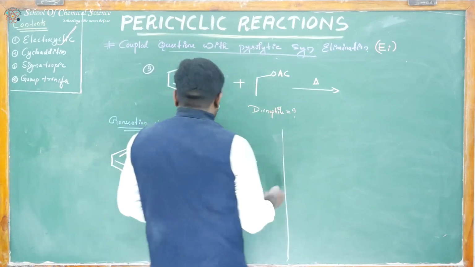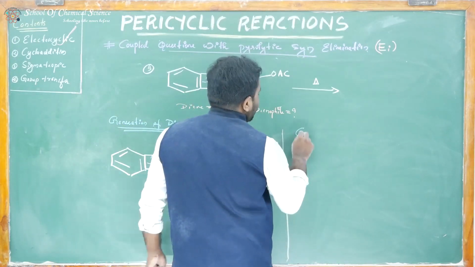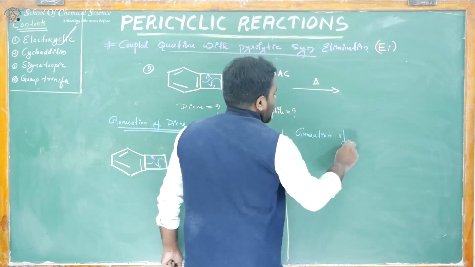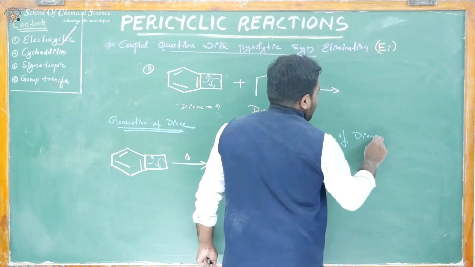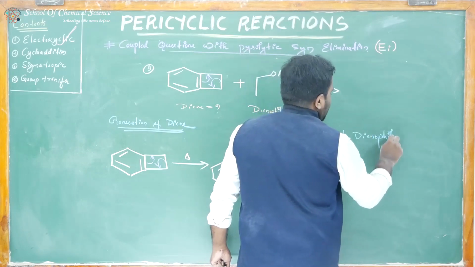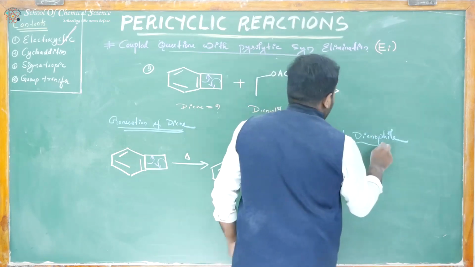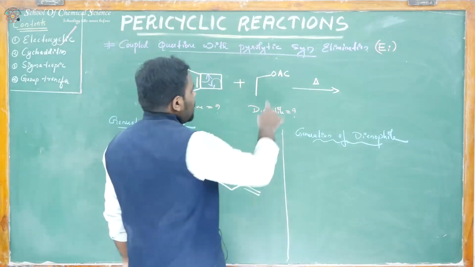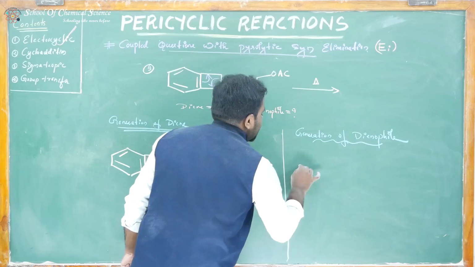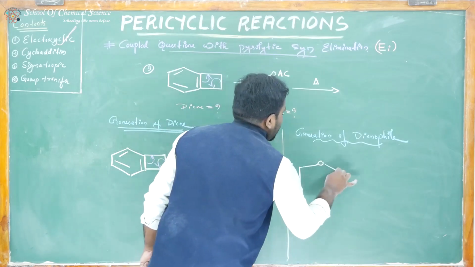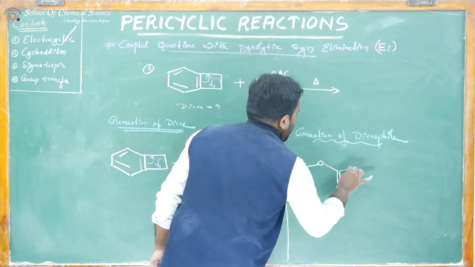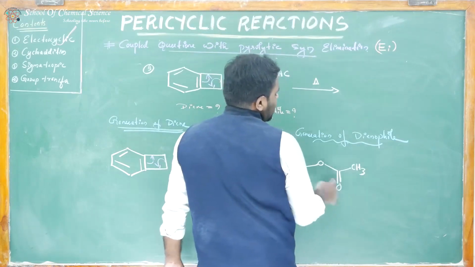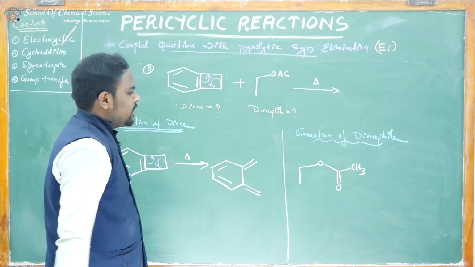Second step, generation of dienophile. How can we generate a dienophile? Here an ester is there. The ester is CH3, O, C double bond O, CH3. This is the OAc group. OAc is CH3CO. So that is the OAc group.